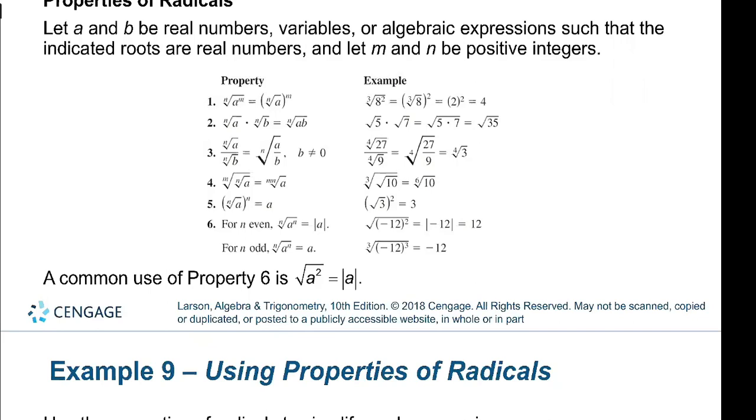With the rest of these, you're following the same rules. If you have a fraction underneath the radical, it means that you're taking the square root or the whatever root of the numerator and the denominator. And then you have to set your denominator to where it's not equal to 0 because we cannot have 0 in the denominator of a fraction.